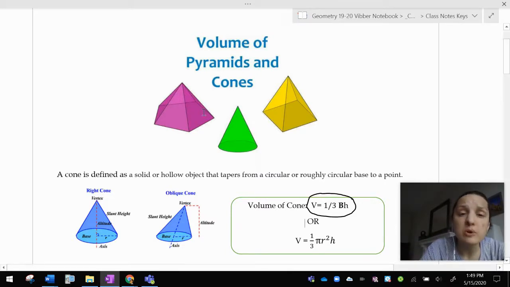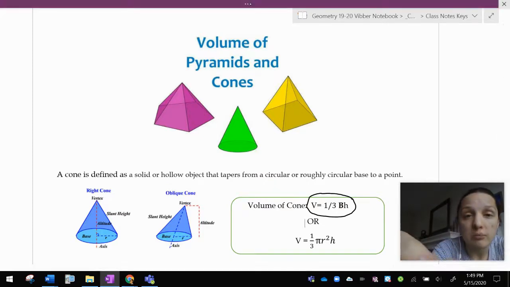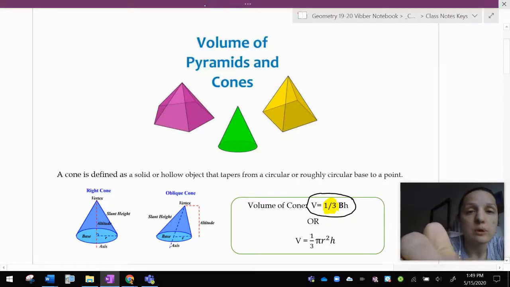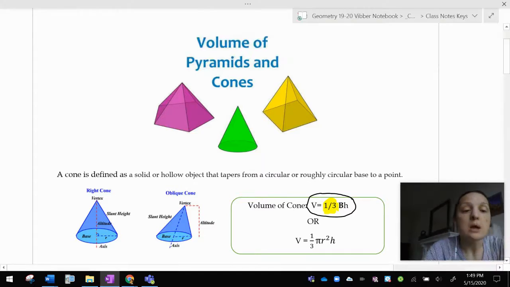So when you find the volume of a pyramid or a cone, it's 1/3 the area of the base times the height. I'm going to take a moment here to highlight that 1/3: 1/3 the area of the base times the height. All you really need to know is to find the area of the base.